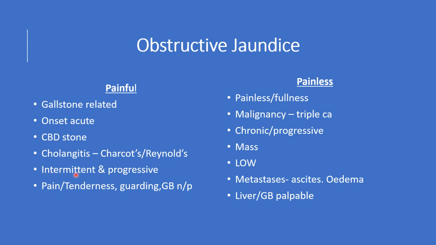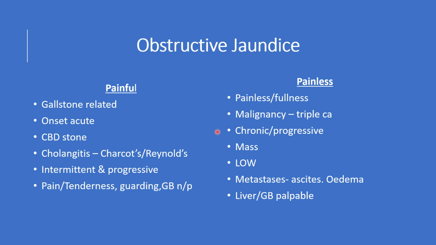The other thing is intermittent and progressive. This jaundice, pain, and fever is usually intermittent and progressive. So acute onset, intermittent, and progressive. Okay, these are the terms that we use to describe it. And there is severe pain, tenderness, and guarding in the right upper quadrant of the abdomen. And in these cases, the gallbladder is usually not palpable.